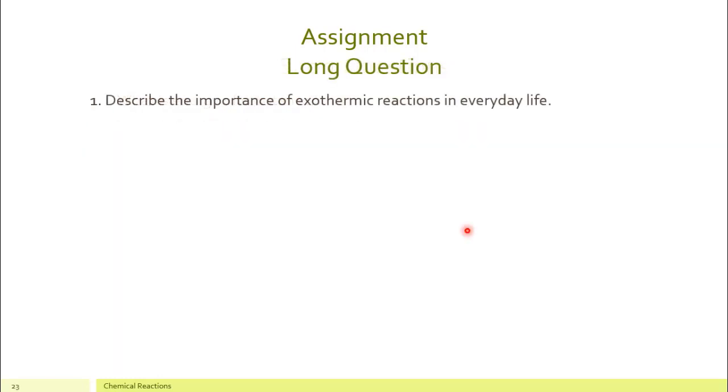Now we are going to discuss the long question of this topic. Number 1, describe the importance of exothermic reactions in everyday life. You have studied the applications of exothermic reactions in our daily life. You will write the complete applications in this question.